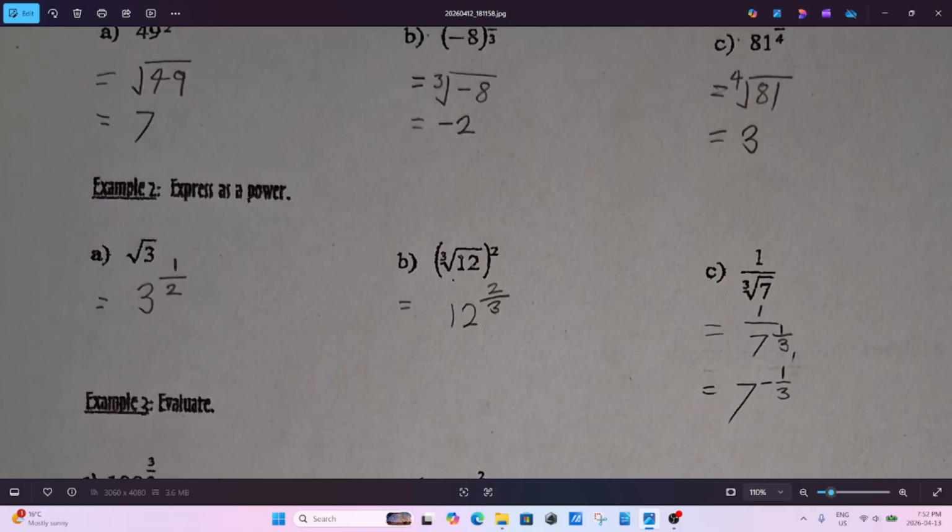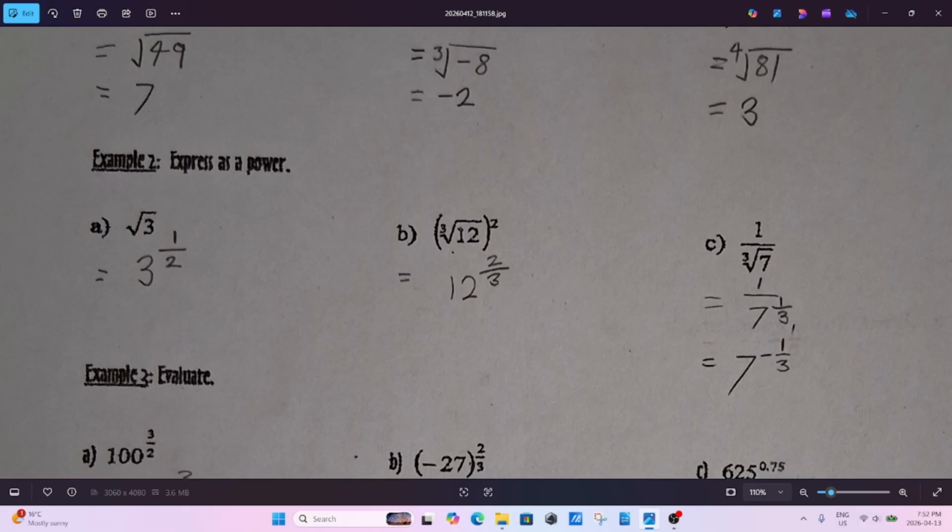Examples: to express as a power, square root of 3 is just 3 to the exponent 1 over 2. B, third root of 12 to the exponent 2 is just 12 to the exponent 2 over 3. Question c, 1 over third root of 7 is just 1 over 7 to the exponent 1/3, which is equal to 7 to the negative 1/3.